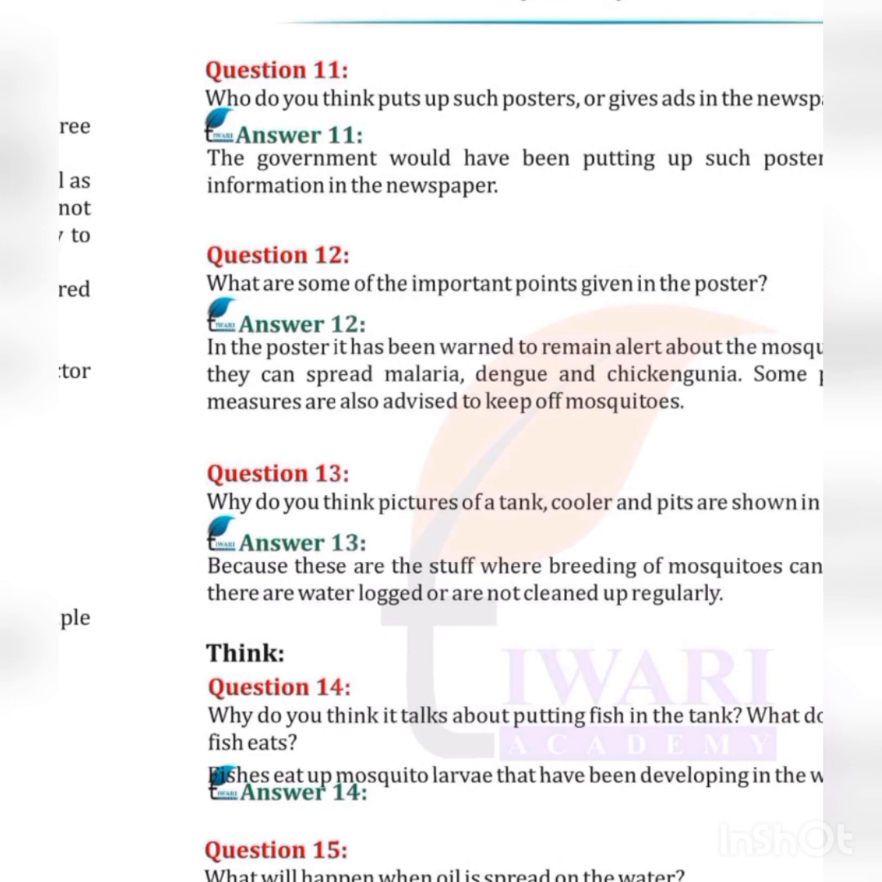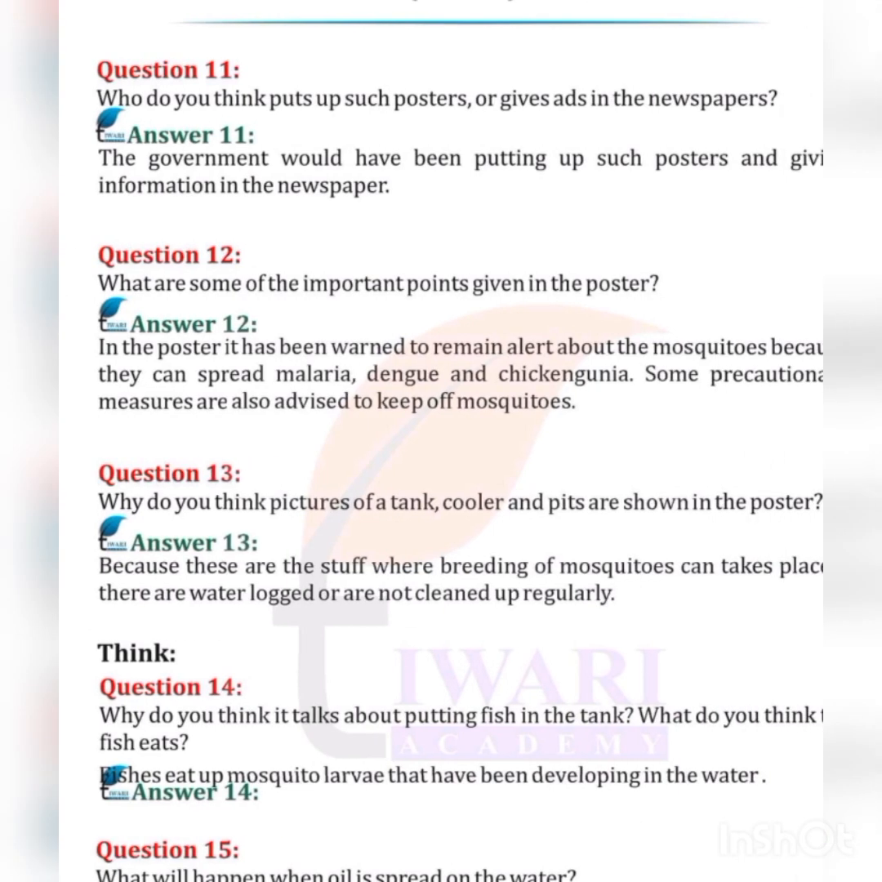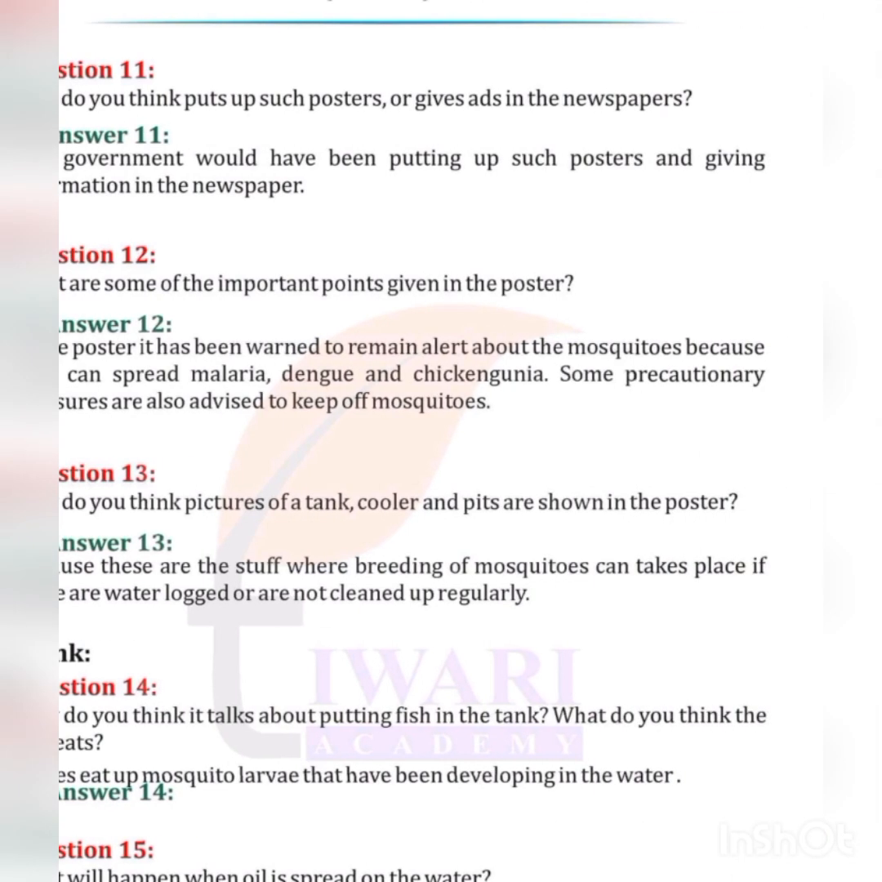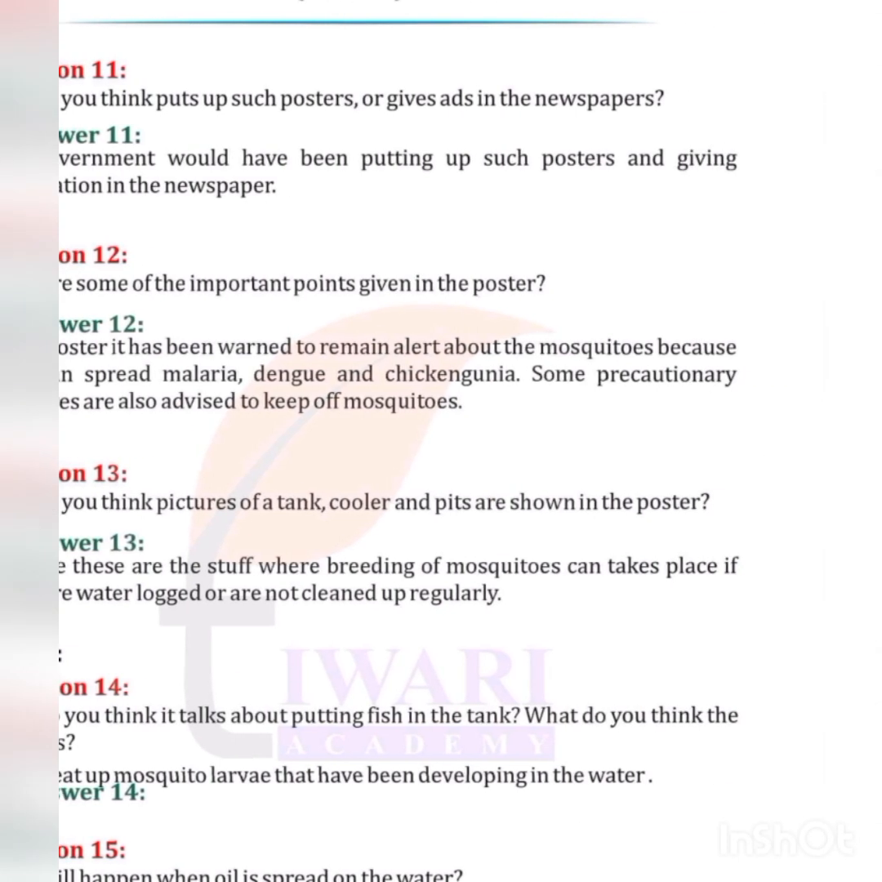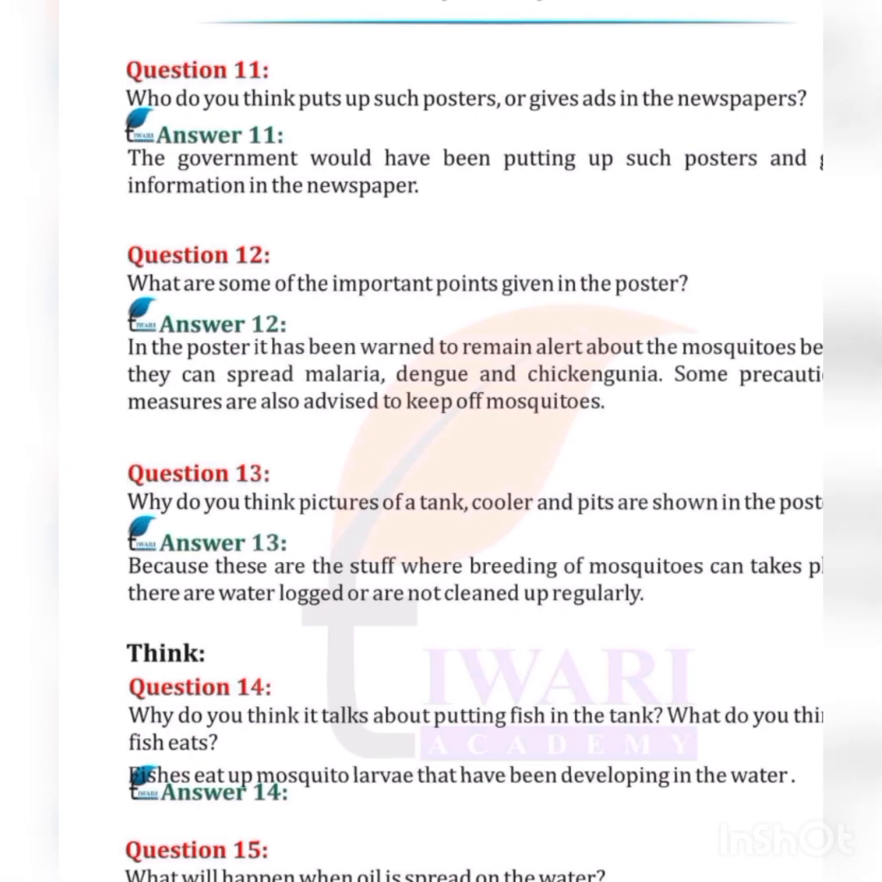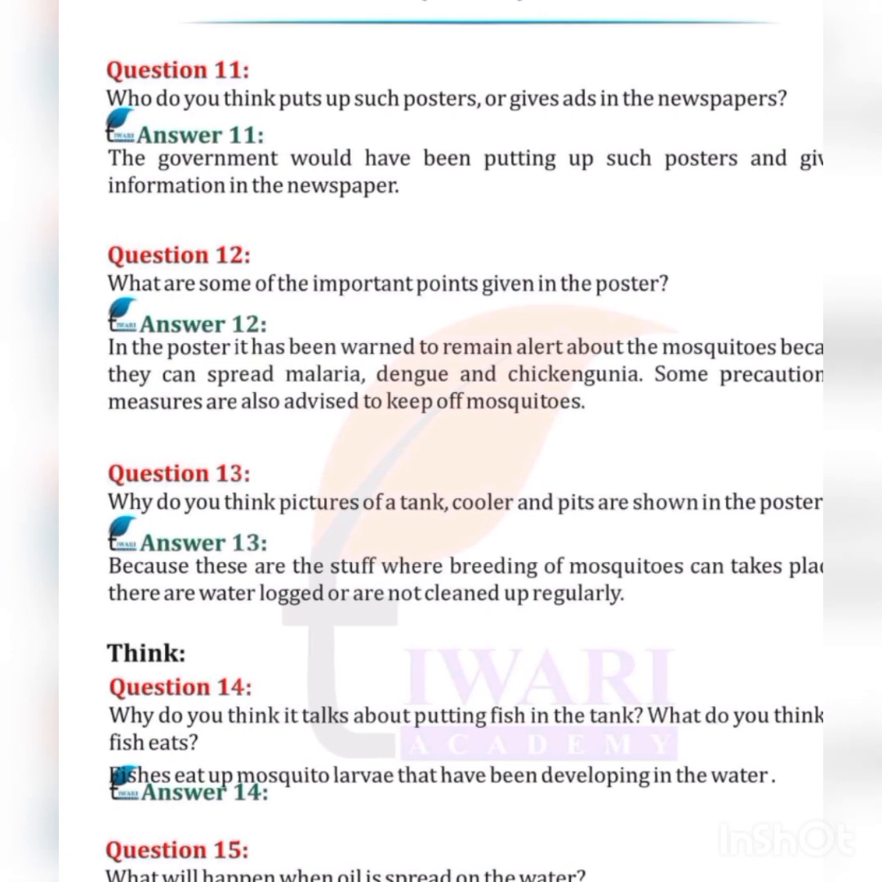Question number 13. Why do you think pictures of a tank, cooler and pits are shown in the poster? Because these are places where breeding of mosquitoes can take place if they are waterlogged or are not cleaned up regularly.